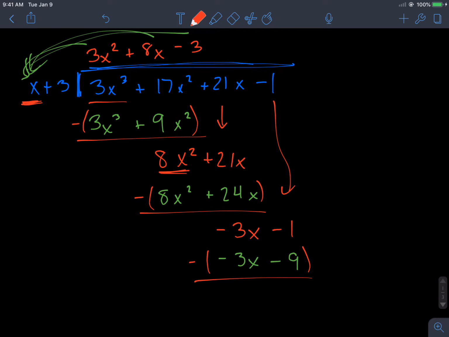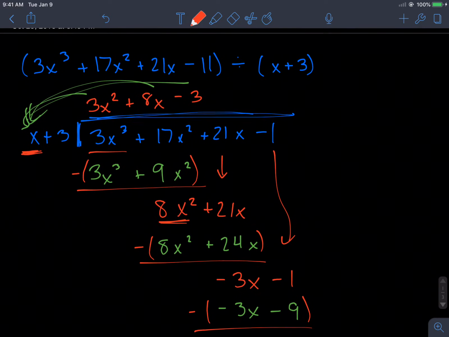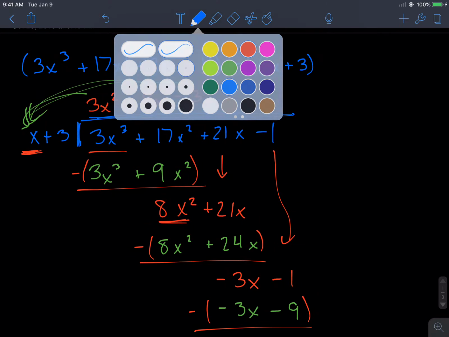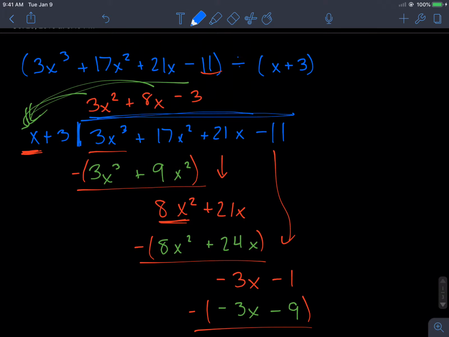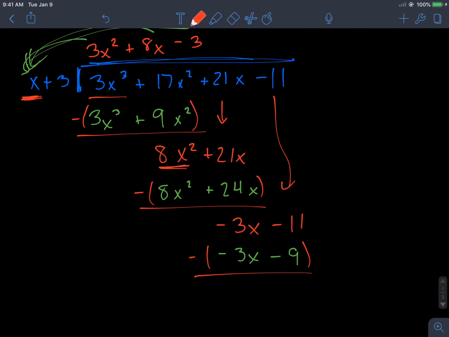Which leaves us with, I messed up. That's not a negative 1. That's a negative 11, so let's change that. I just misprinted there. So negative 11 minus a negative 9. Okay, so that didn't really cause us any problem. We caught that soon enough. So negative 11 minus negative 9, so negative 11 plus 9 is a negative 2.